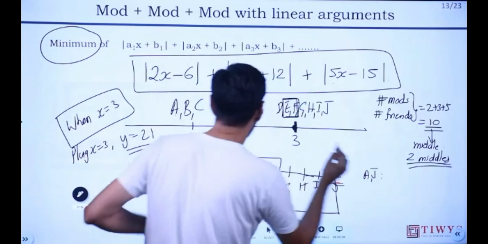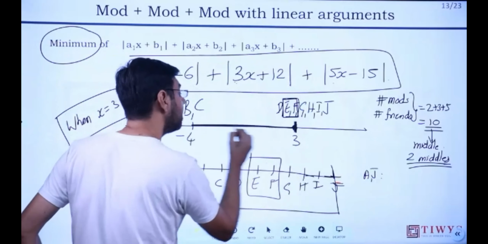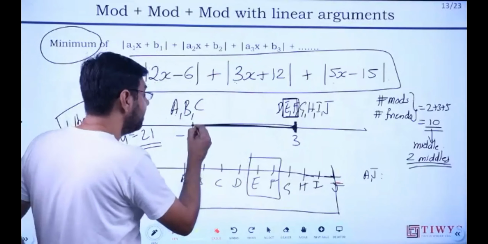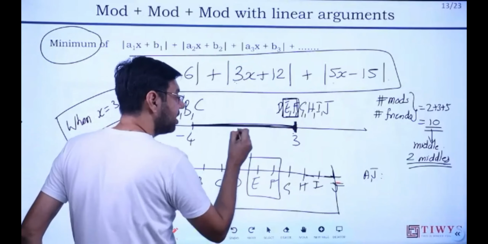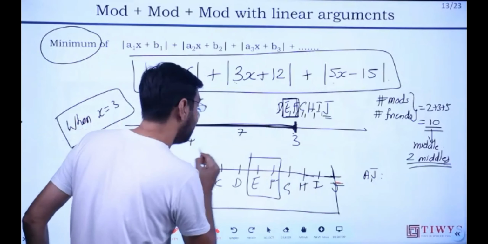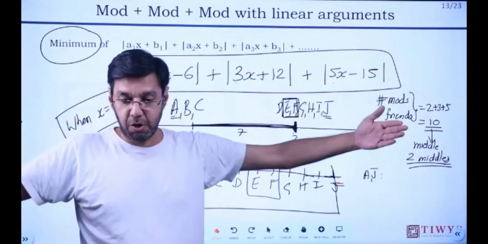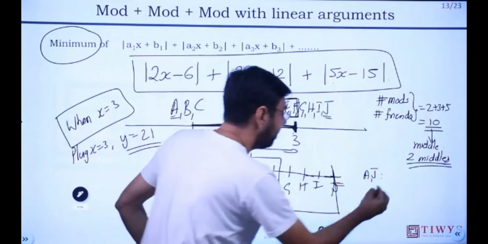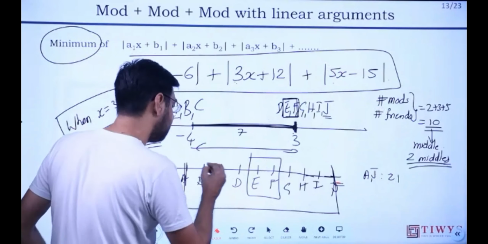Tell me the distance between A and J, how much is the difference? This distance is from -4 to 3, so 7. Tell me A and J, how much is the distance between A and J? The two ends, A and J. A J is 21. Who is the next pair?